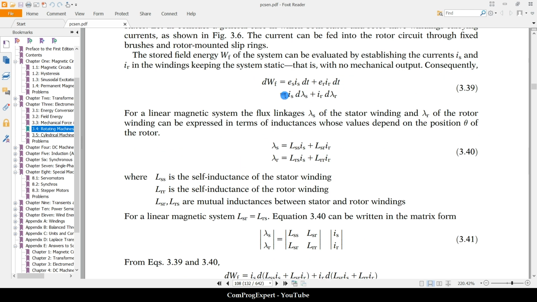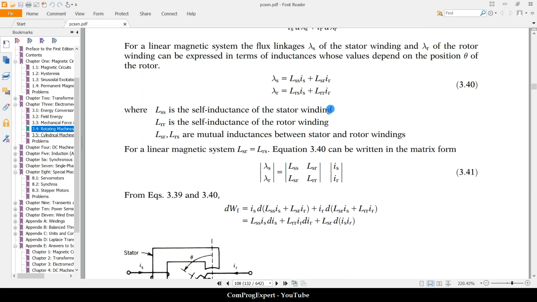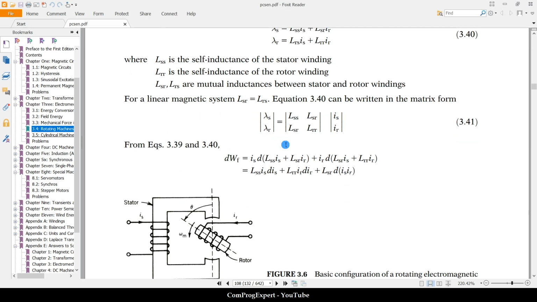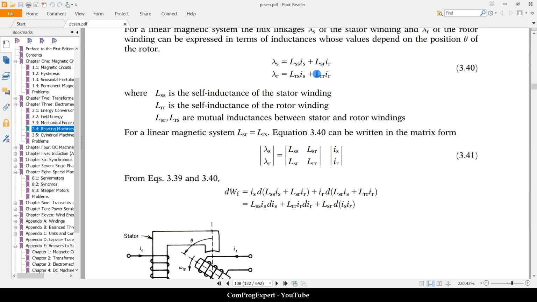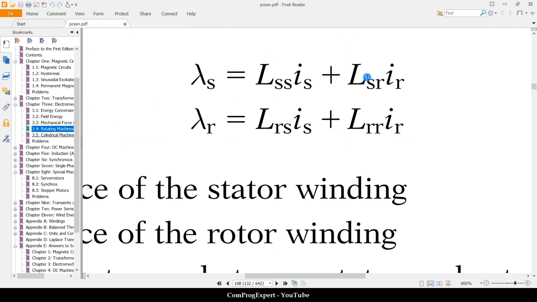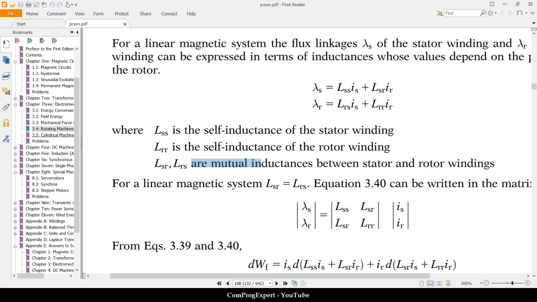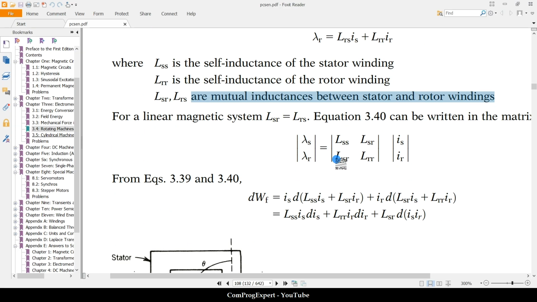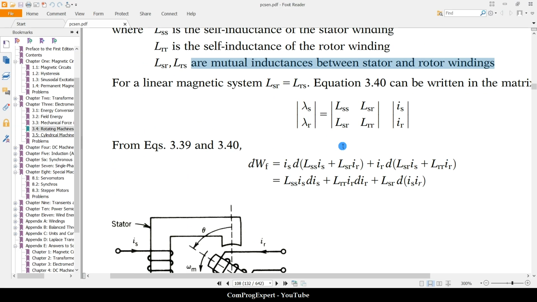The total energy change in the magnetic field is Is dλs plus Ir dλr. We have this matrix equation, the relationship between the flux linkage for these coils and currents. In this case, because we have two coils, we also have this mutual inductance, LSR. Okay, λS is LSS IS plus LSR IR. We should consider the mutual inductances between these two coils. So we have this matrix equation.